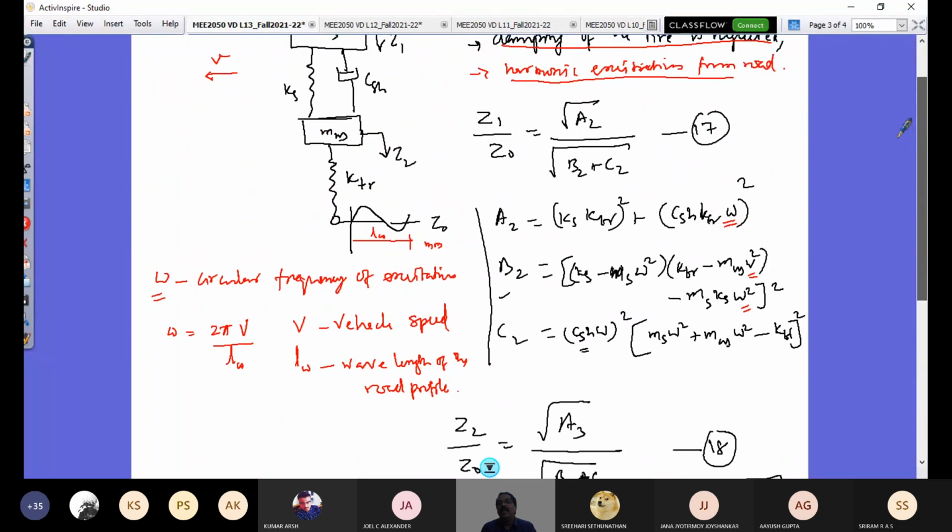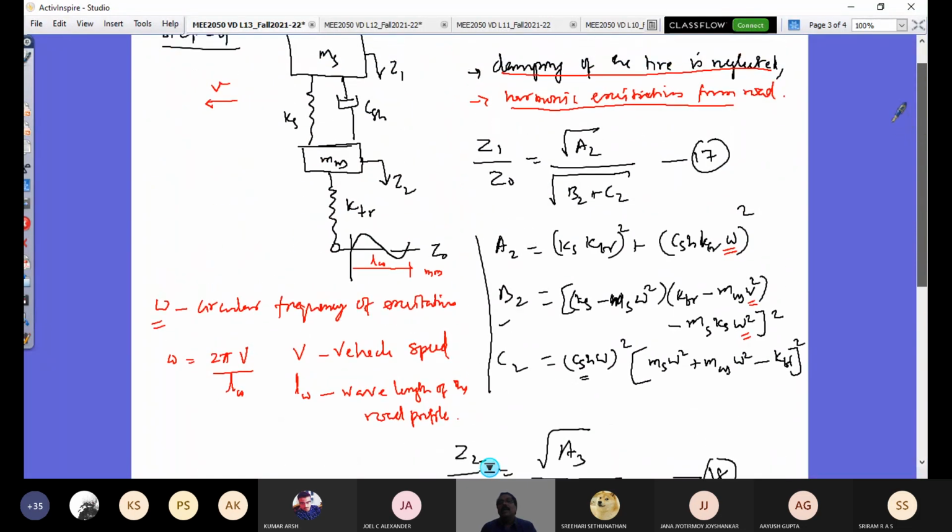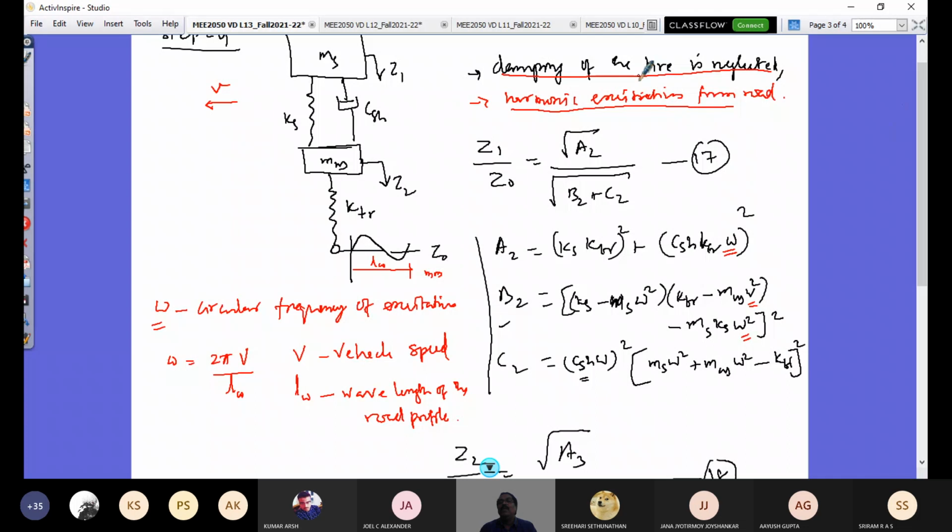So 17 and 18 is considering the damping neglected only for the tire that's existing in this diagram. So I do not consider the damping coefficient for the tire. That's because it is insignificant compared to that of the damping of the suspension. So it is very clear. So in that, C2 is accounting for the damping coefficient of the shock absorber. Clear? Is it clear or not?